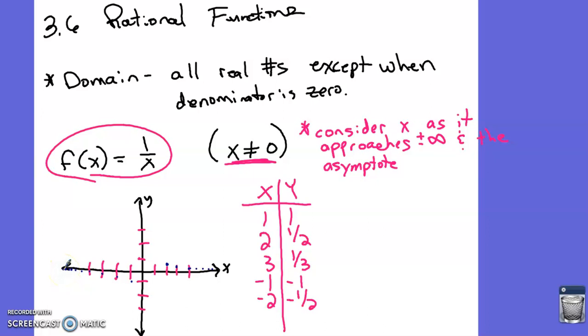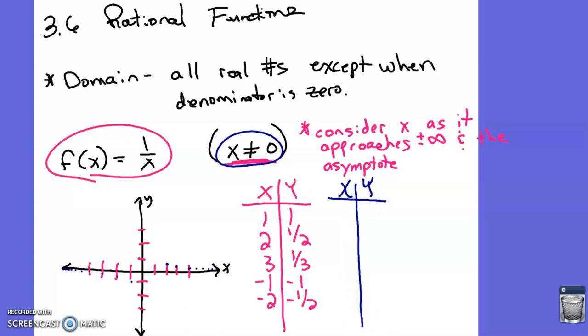And so what we want to consider is what happens to the graph when it approaches x cannot equal 0. So imagine what happens, and this is what I said, consider x as it approaches infinity. If I get really high, x equals 10, 20, 30, 40, what's happening to the function? And then also, what happens when it approaches the asymptote? The asymptote, again, in this case, is what x cannot equal.